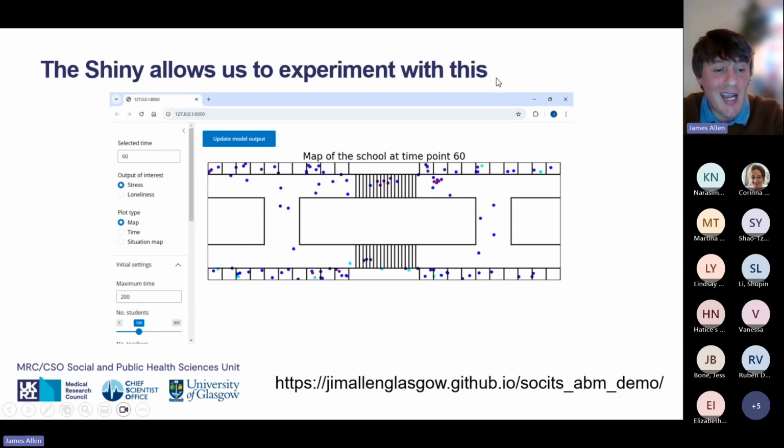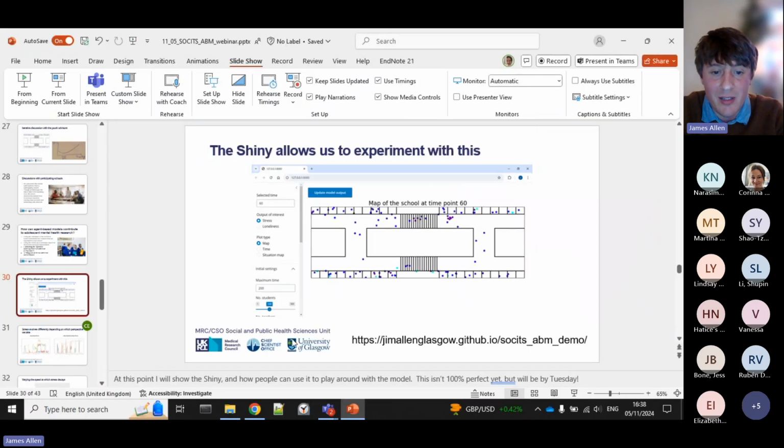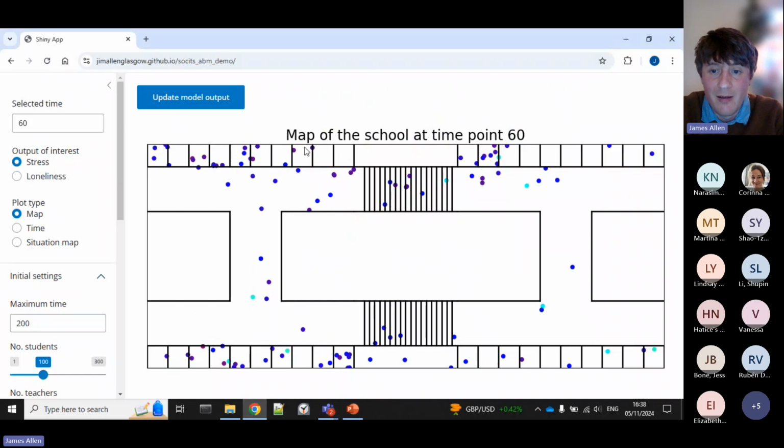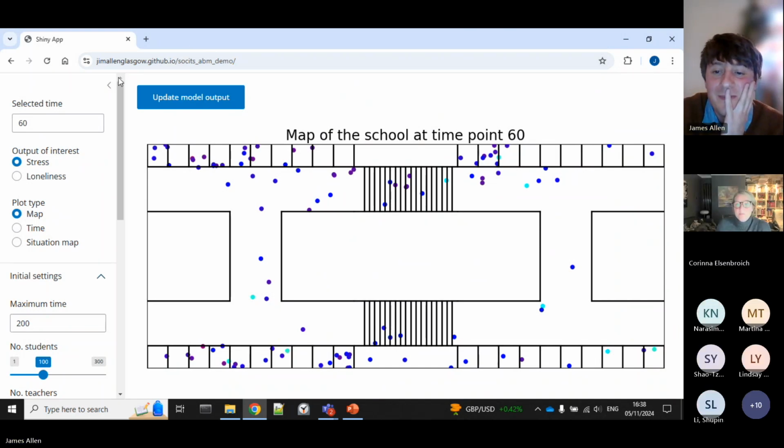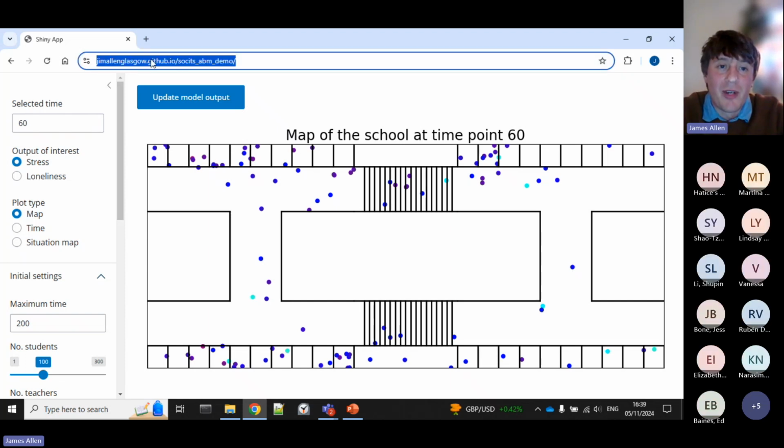So what we have is this Shiny app. I'm just going to share my screen. Cool. Corinna, can you see that, not the slides, the model? Yes. So if you go to jimallenglasgow.github.io, sockets_abm_demo, this is essentially where the model is.